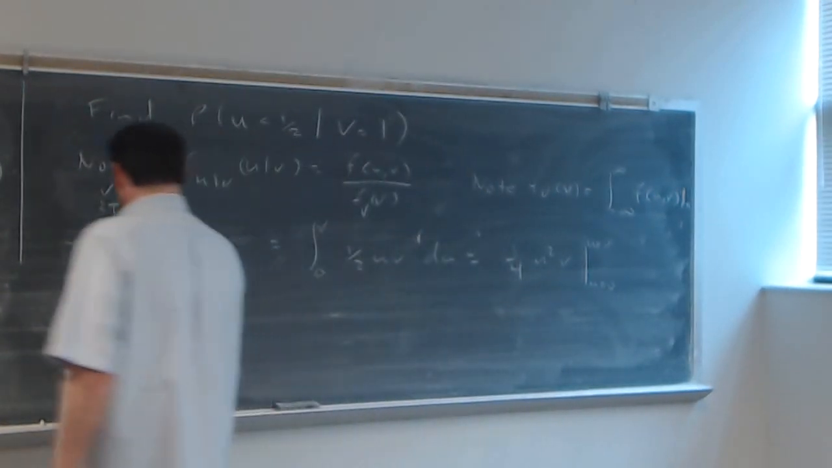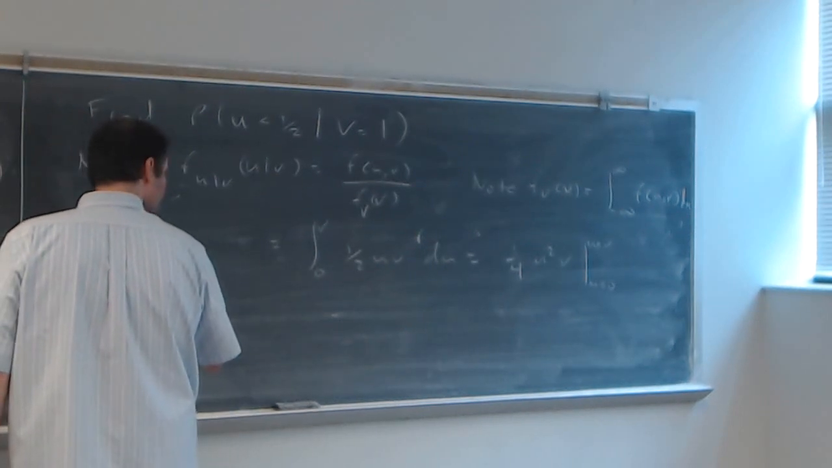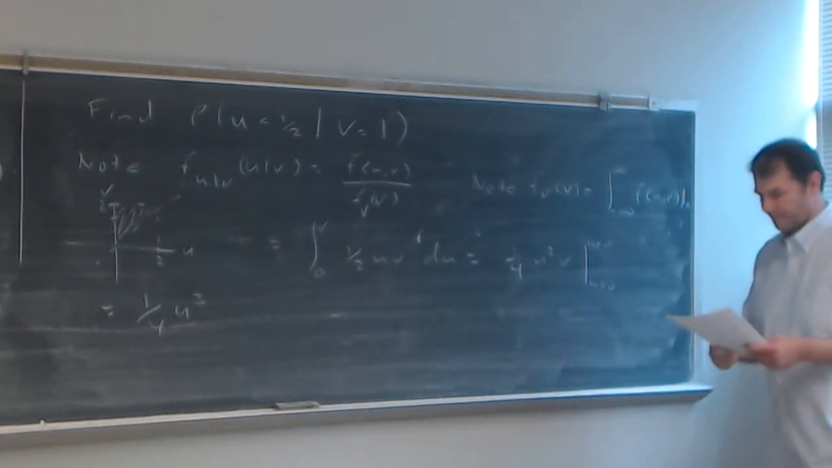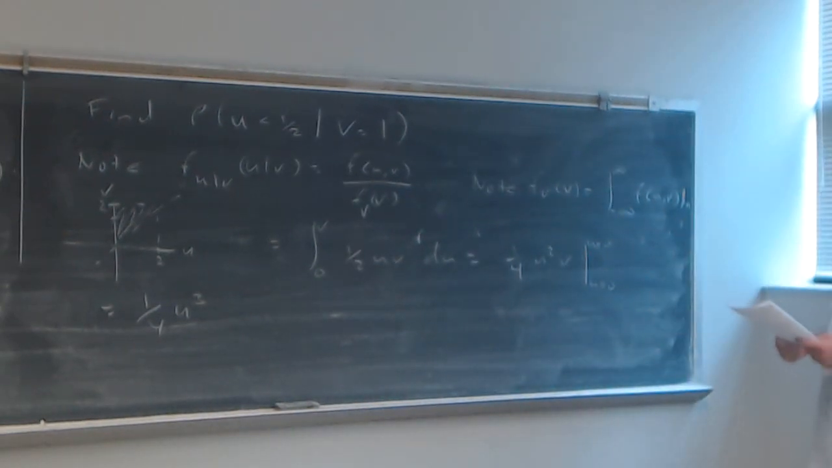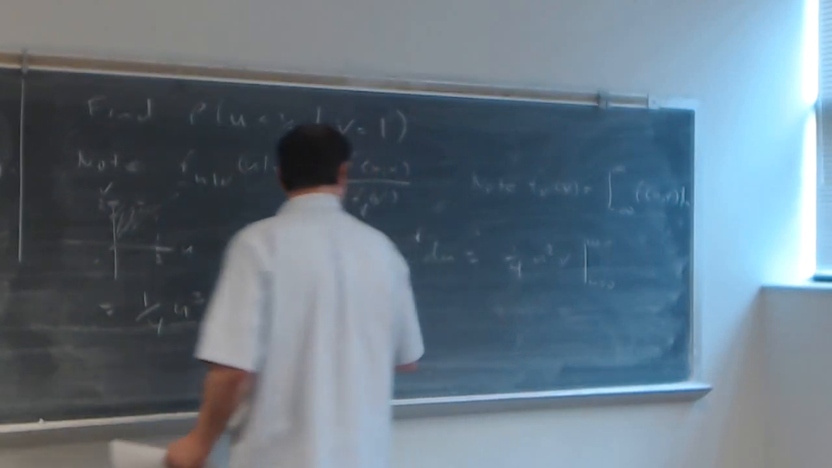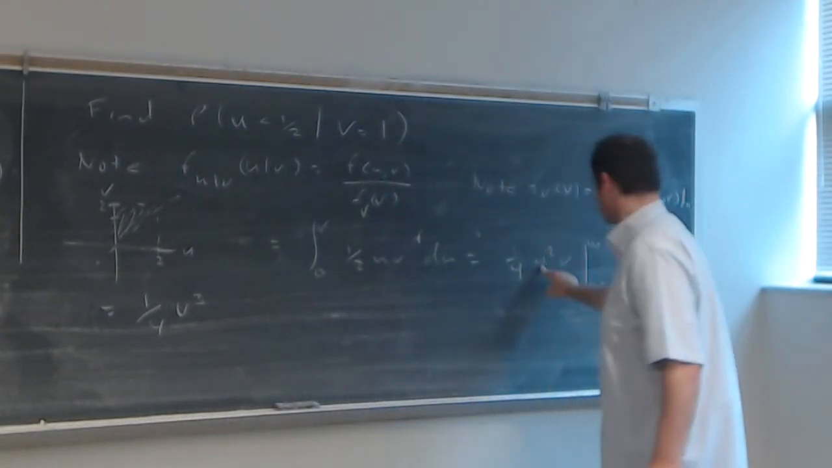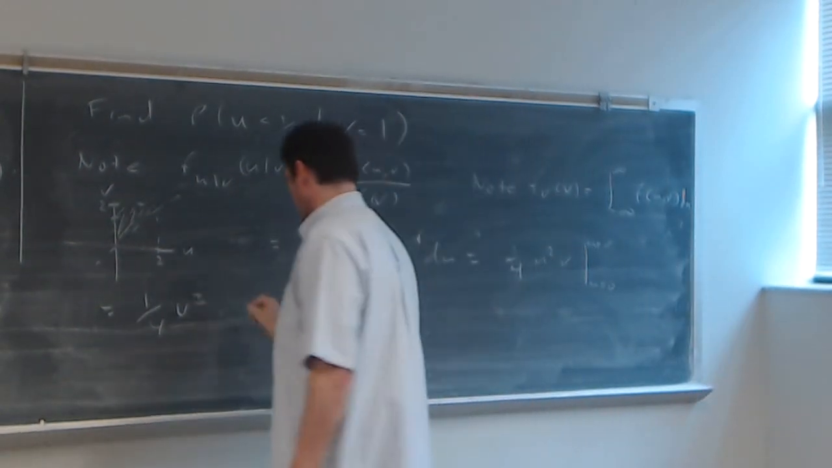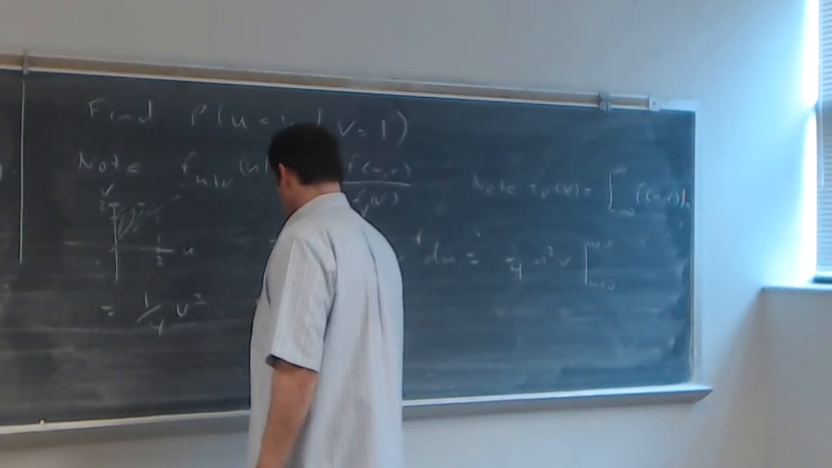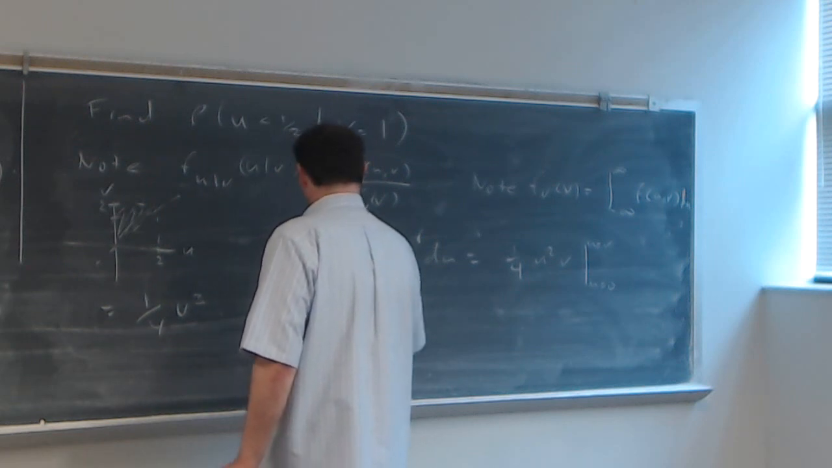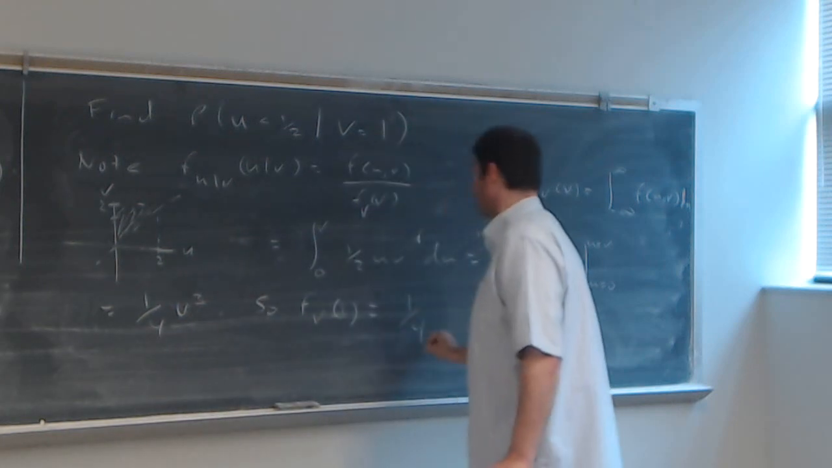So I end up getting 1/4 u to the third. Okay, and we put in 0, you get nothing. So, I'm sorry, but this would be v to the third. Remember, we're letting u be equal to v. So it's v to the third. And so f sub v of 1, which is what I'm going to need, is going to be equal to 1/4.